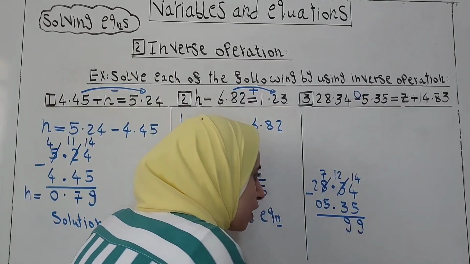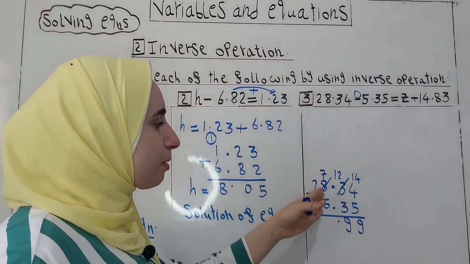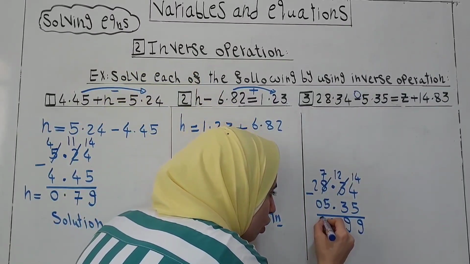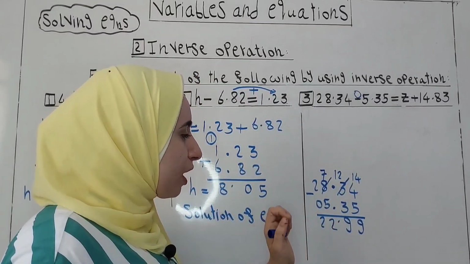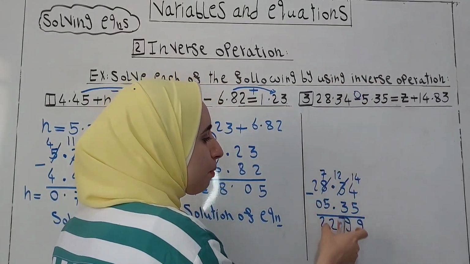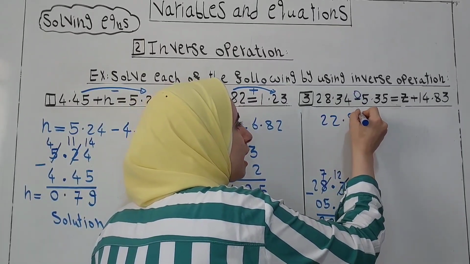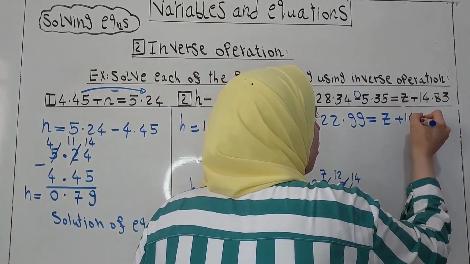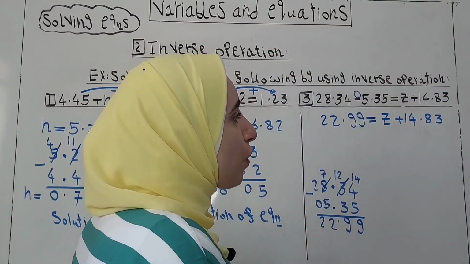So we put 9. We bring down the decimal point. Bring down 8. Now 7 minus 5 equals 2, and 2 minus 0 equals 2. So the difference equals 22.99. So we replace these two numbers by 22.99 equals Z plus 14.83. Now we need to solve for Z.